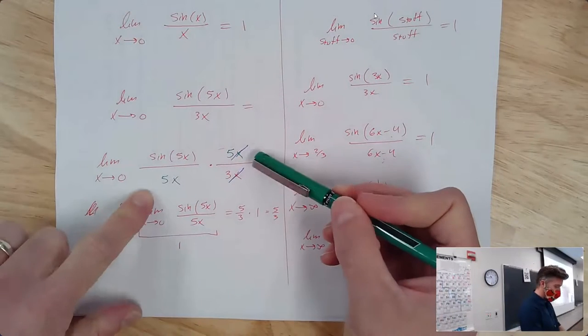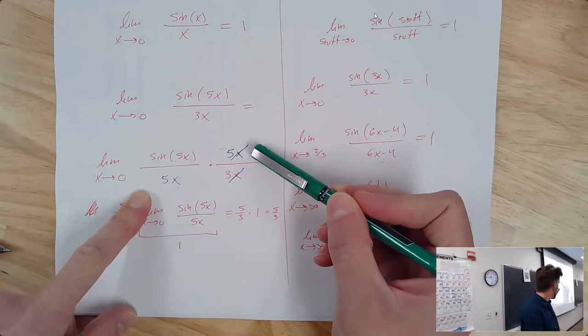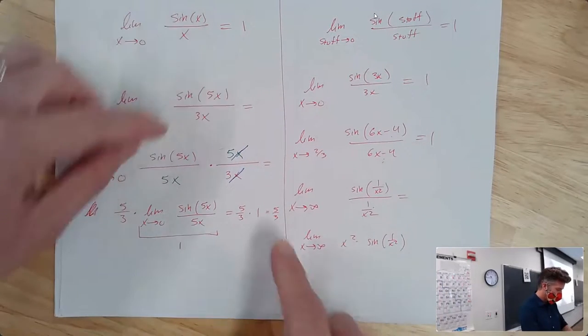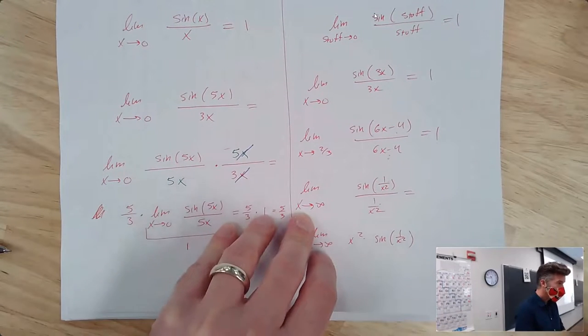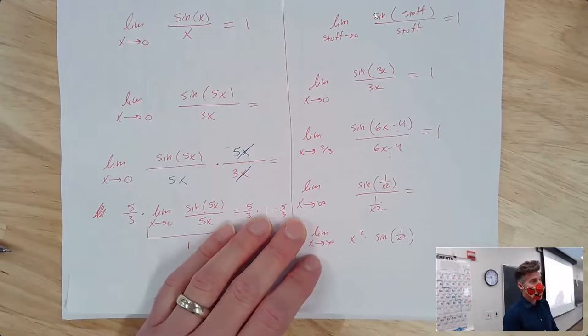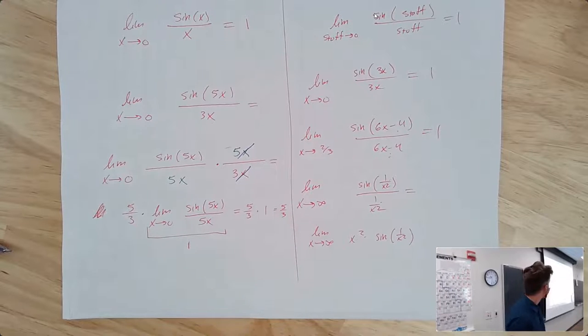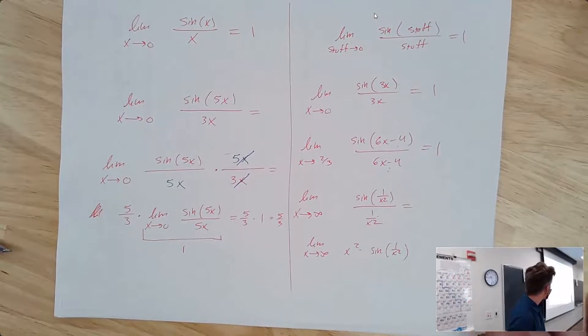To answer the question in the chat, I didn't actually multiply by 5x over 3x. I multiplied by 5x over 5x, right? I started with this, I multiplied by that. Let me show you another example. Is there a name for this rule? It's a rule I made up. I call it the wish method. Oh, no, I meant the thing on the right where stuff divided by stuff equals.